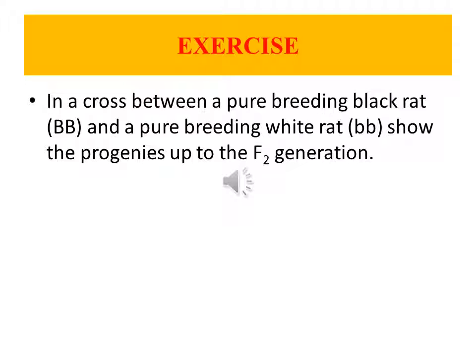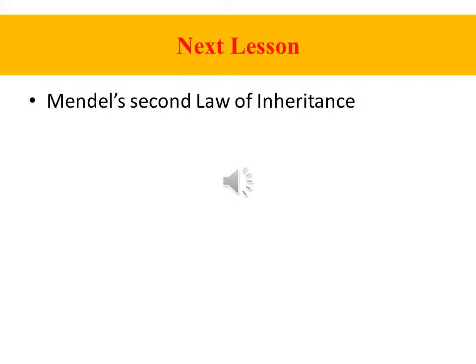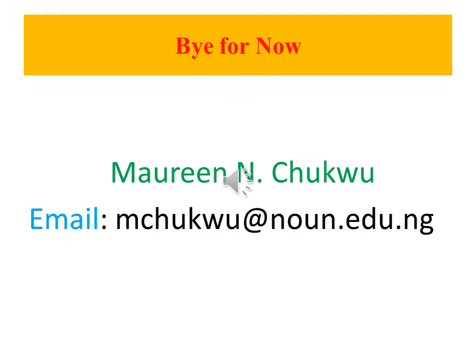Please attempt this exercise before the next lecture. In a cross between a pure breeding black rat and a pure breeding white rat, show the progenies up to the second generation. During the next lesson, we will examine Mendel's second law of inheritance.